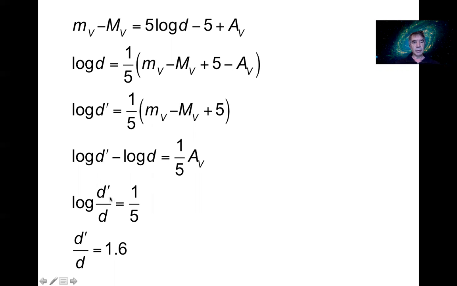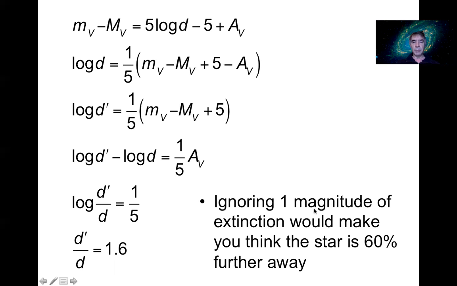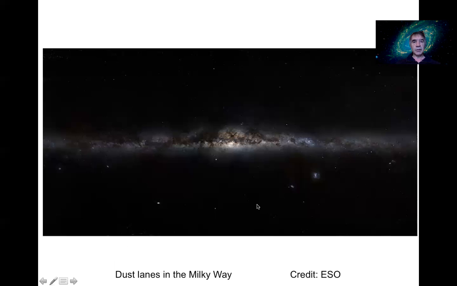Okay, so it's the difference of two logs, which is the log of the ratio of the wrong distance over the correct distance. So you can solve that for the ratio of the incorrect distance to the true distance. And you can see it's quite large, right? 60% bigger if you ignored just one magnitude of extinction. So if you get the distance wrong, then that comes into the luminosity by d squared. So you can get all sorts of problems if you ignore dust extinction. And it's a real problem.